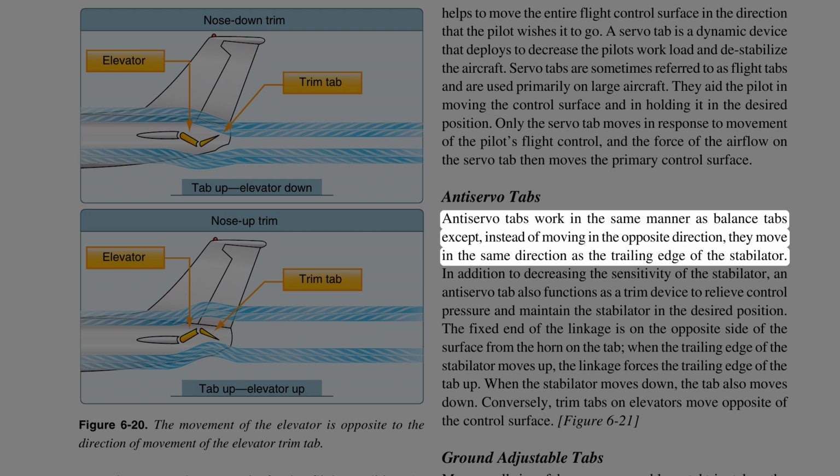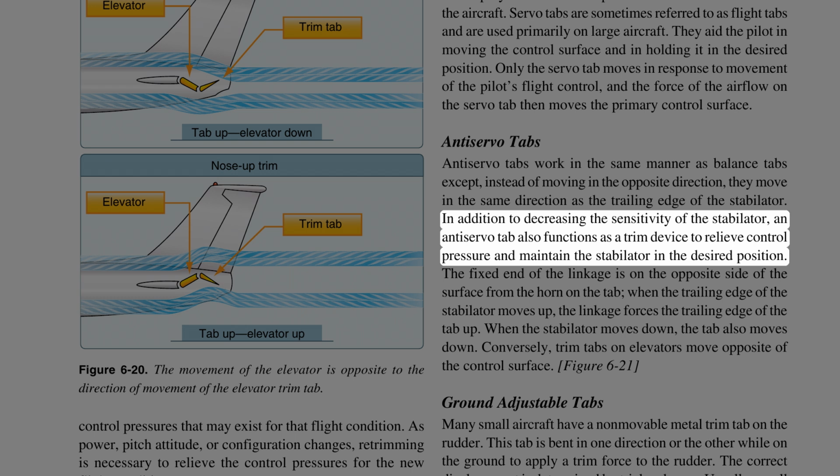Antiservo tabs. Antiservo tabs work in the same manner as balance tabs except, instead of moving in the opposite direction, they move in the same direction as the trailing edge of the stabilator. In addition to decreasing the sensitivity of the stabilator, an antiservo tab also functions as a trim device to relieve control pressure and maintain the stabilator in the desired position.